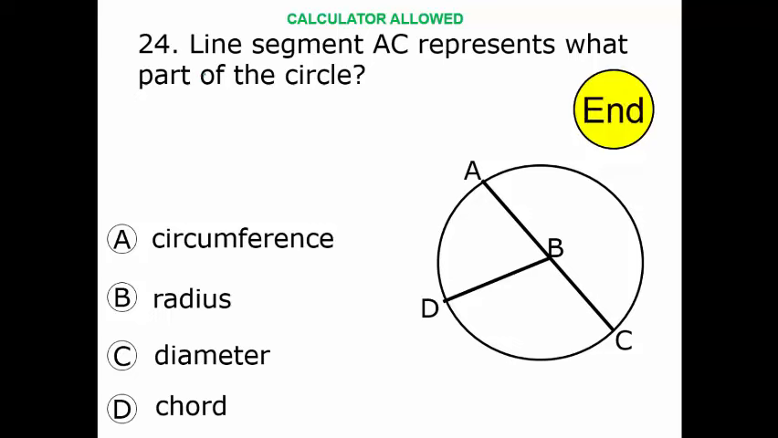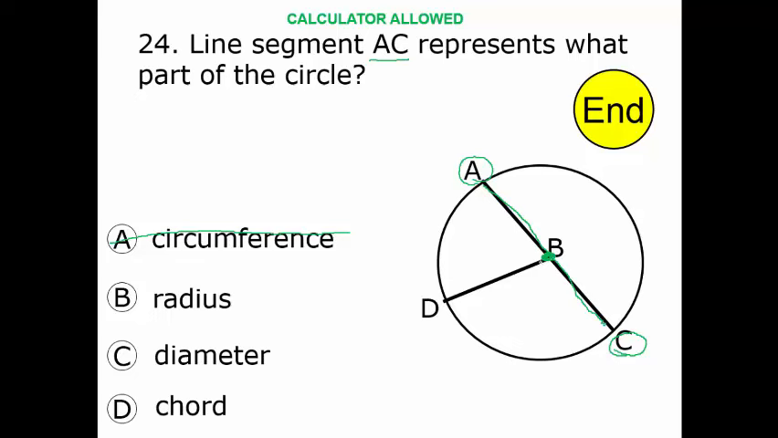Alright, line segment AC represents what part of the circle? So we look at AC, so we're talking about this segment right here. We want to know, what is that? Well, circumference is the line that goes around the circle. So AC is clearly not the circumference. The radius, now the only problem I have with this drawing is it looks slightly askew, but let's just assume this is the center of the circle.